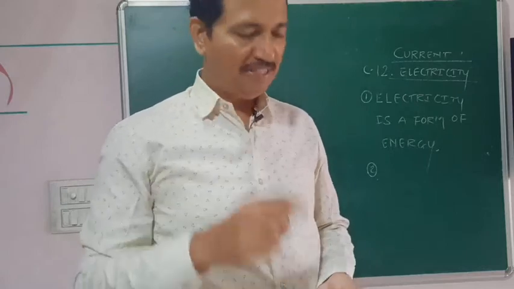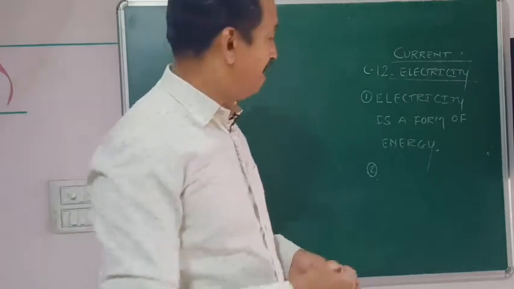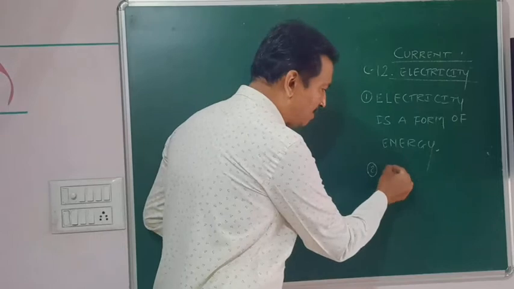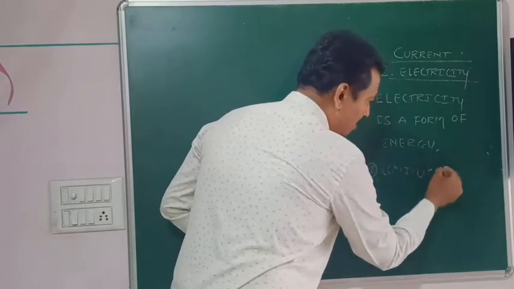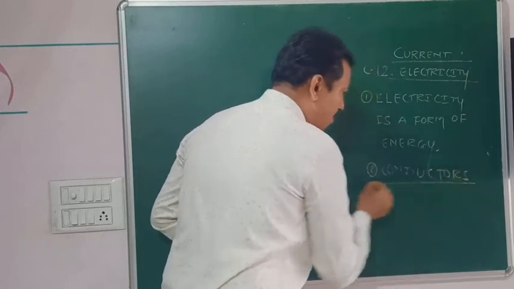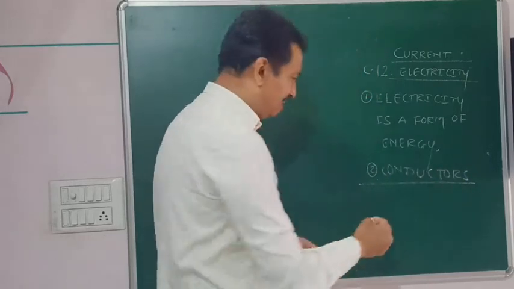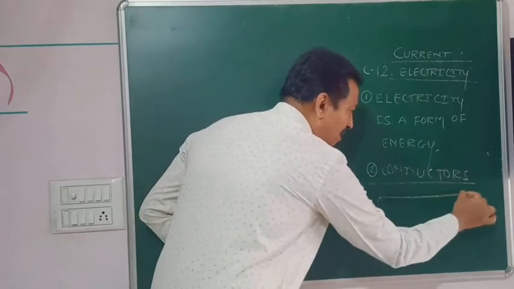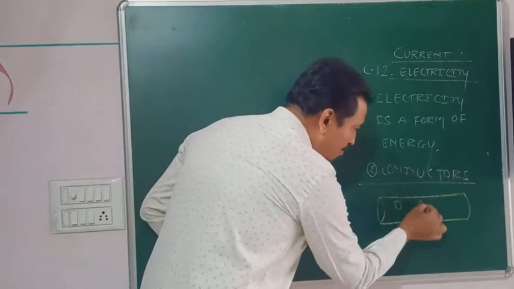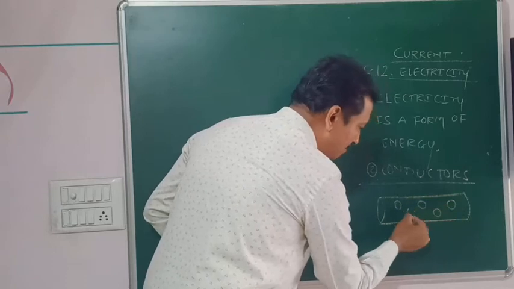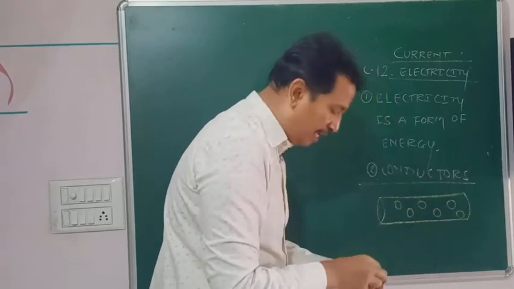Now the second question arises, how is this electricity produced and what actually happens when we switch on the devices? So we all know the devices are connected with conductors, or you can say wires, which are made up of metal. If you see the metal wire, yes, it has a large number of electrons.